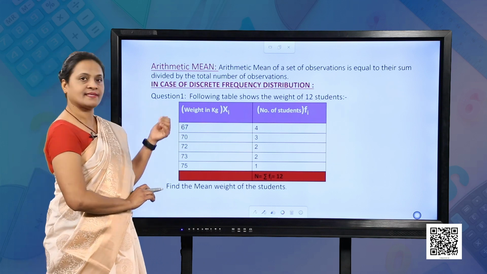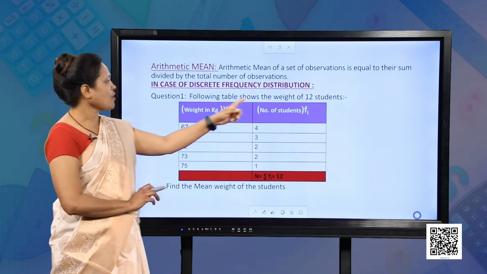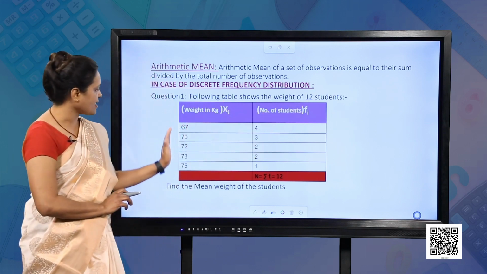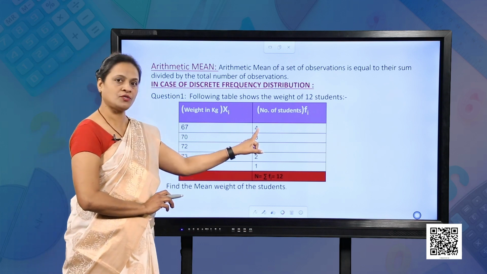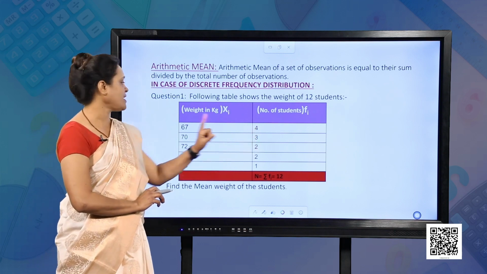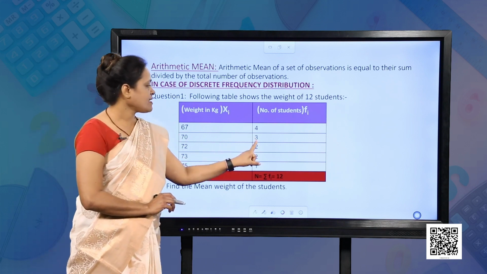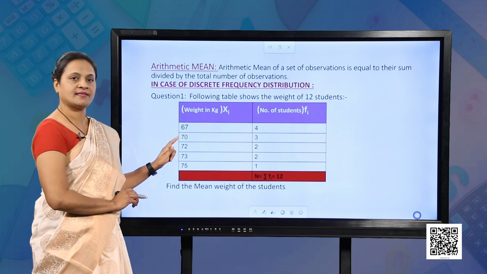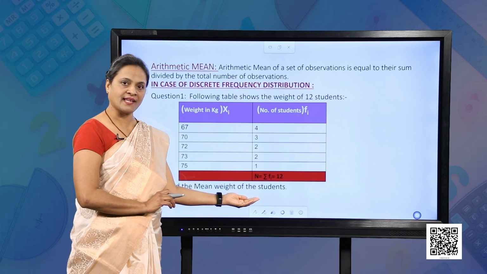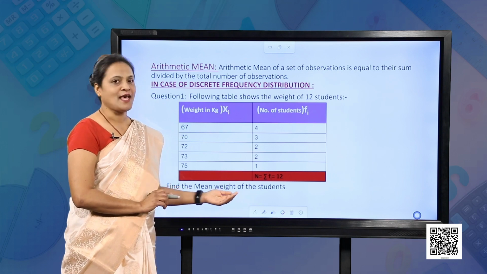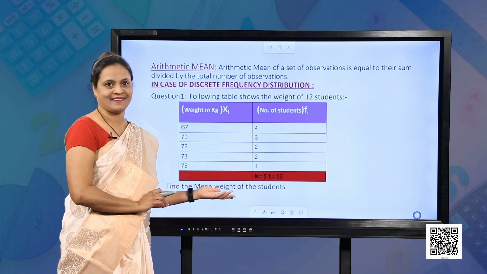We are taking an example, and in this example you can see the weights of 12 students are given. The table says each of these 4 students has a weight of 67 kg. Each of these 3 students has a weight of 70 kg, and we are asked to find out the mean weight. I hope, students, you now understand what is meant by mean weight, right?